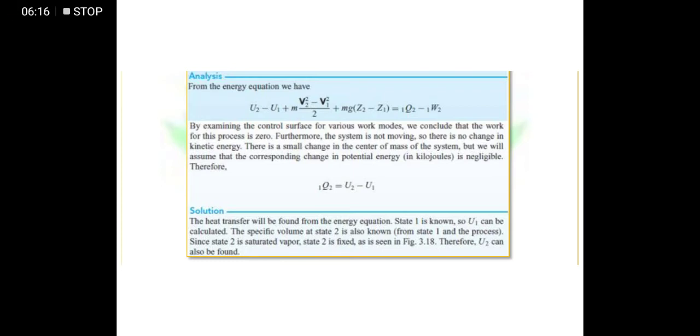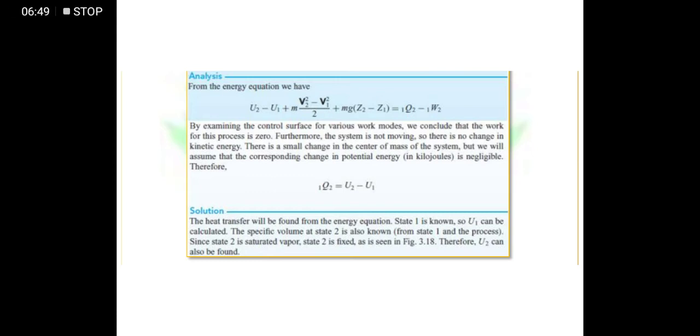So furthermore, the system is not moving. So there is no change in kinetic energy, no? So wala rin tayong change of kinetic energy since wala tayong movement. Tapos there is small change in the center of mass of the system, but we will assume that the corresponding change in potential energy in kilojoules is negligible. Okay, so ni-neglect din natin yung potential energy due to change of center of mass ng system natin. Okay, kasi maliit lang naman yan.